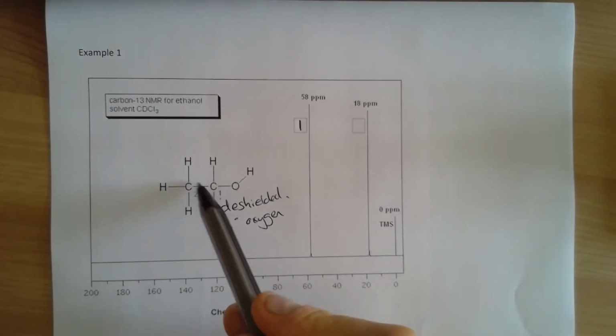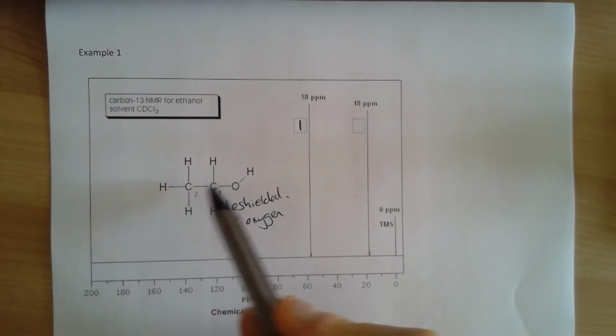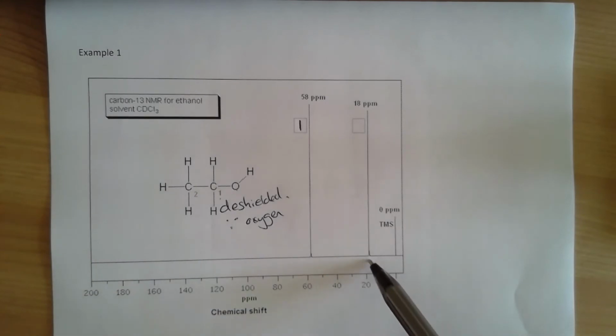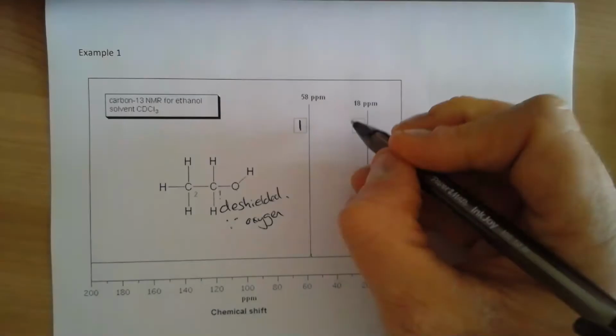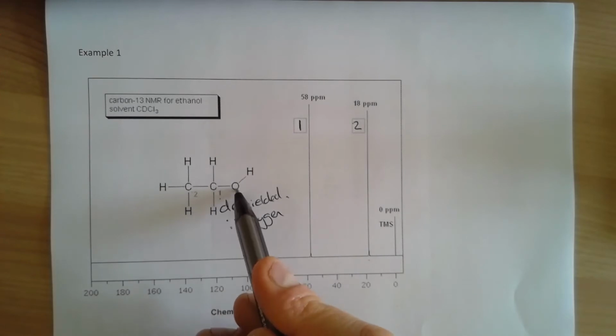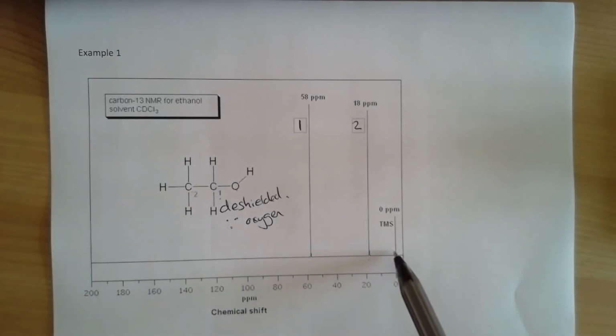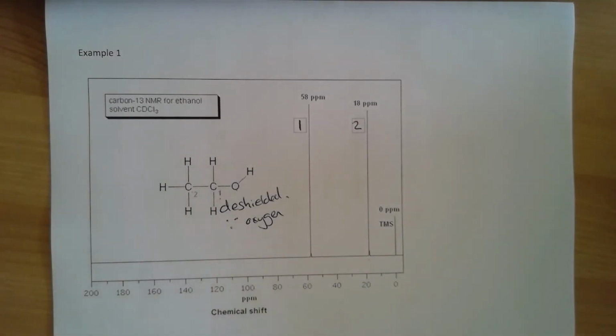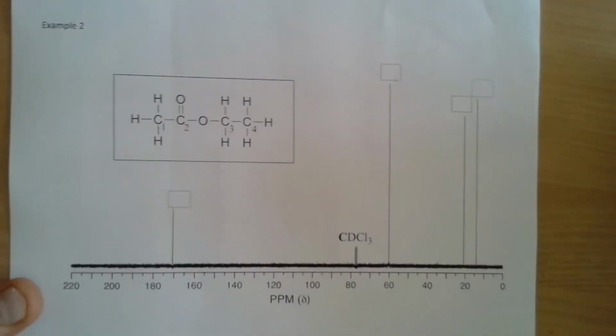Environment number 2, there is still some electron withdrawing going on through the molecule, which means obviously the peak for number 2 is not at 0. It has been de-shielded to some extent, but not as much as number 1, which is directly covalently bonded to that oxygen atom there. Notice we've got the TMS standard in this example. Let's have a look at example number 2.